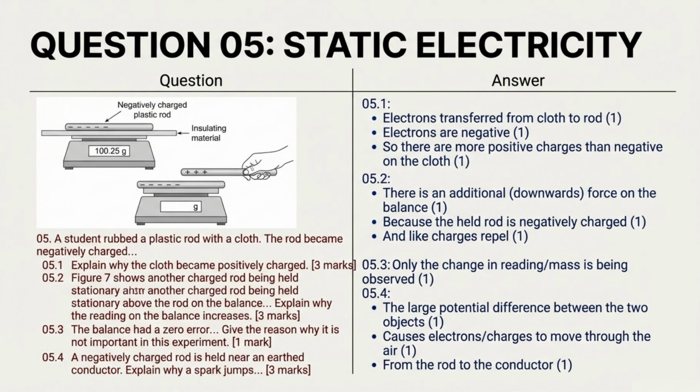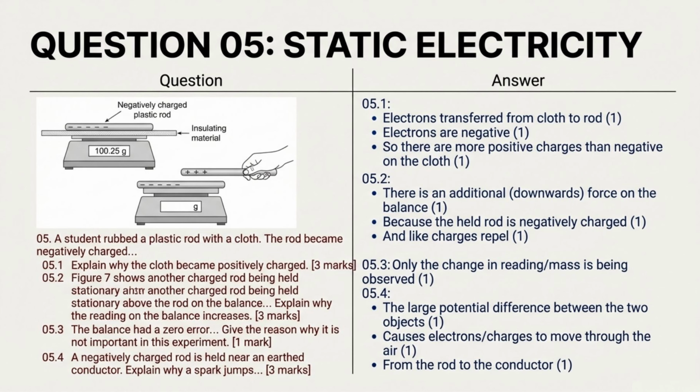Question 05 is static electricity. A student rubs a plastic rod with a cloth. The rod becomes negatively charged. 05.1 asks us to explain why the cloth becomes positively charged. You have to talk about electrons here. The mark scheme wants you to explicitly say that electrons are transferred from the cloth to the rod. And because electrons have a negative charge, the cloth has lost negative charges, so it now has more positive charges than negative charges left behind.